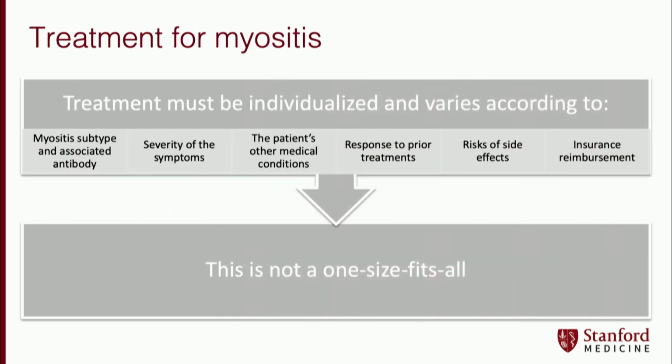The treatment for myositis, and I think this was highlighted by Dr. Goyle earlier for myasthenia, is a road of many different roads, and so there is not one-size-fits-all treatment for myositis. It's going to depend on the myositis subtype and the antibody that we found, the severity of the symptoms, the patient's other medical conditions, the response to other treatments that might have been tried before, the risks of side effects, because sometimes stronger treatments have more risks of side effects, and then insurance reimbursement is sometimes also part of the things that we have to consider. So this is not one-size-fits-all, and this is why today I cannot tell you, you have to start with this, then you have to do this, because it's going to vary, and that's why it has to be very individualized.